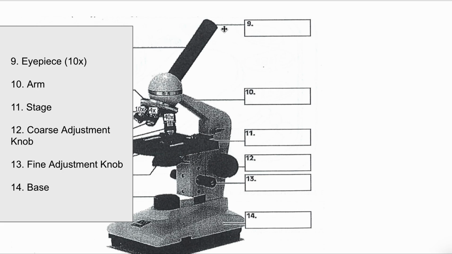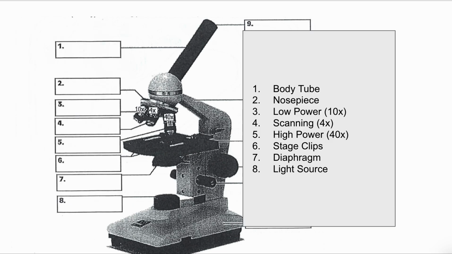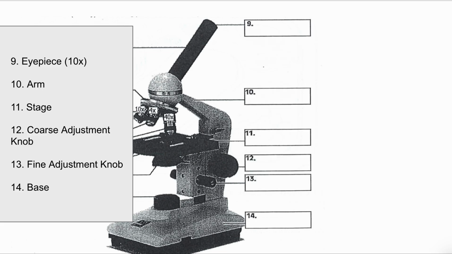Then over here, this up here is the eyepiece. It has a 10 times magnification power. So if it was by itself, it would magnify all the objects down here on the stage 10 times. But since you mix it with the low power lens, which is 10 times as well, this 10 times in the eyepiece multiplied by the low power lens, which is also 10 times, you get 100 times the magnification. Same for the scanning power. 4 times 10 is 40 times the magnification. And the high power is 40 times 10, and that's 400.